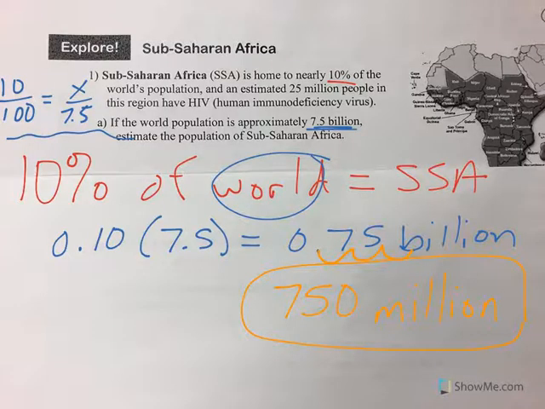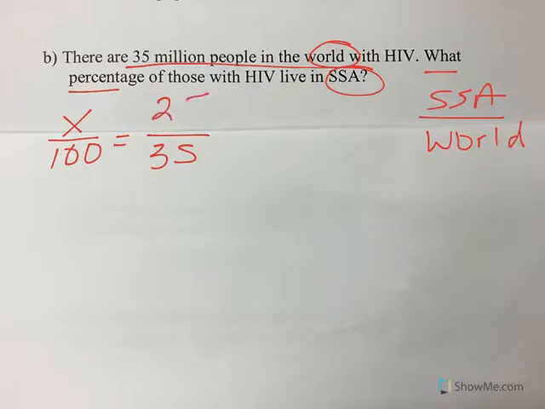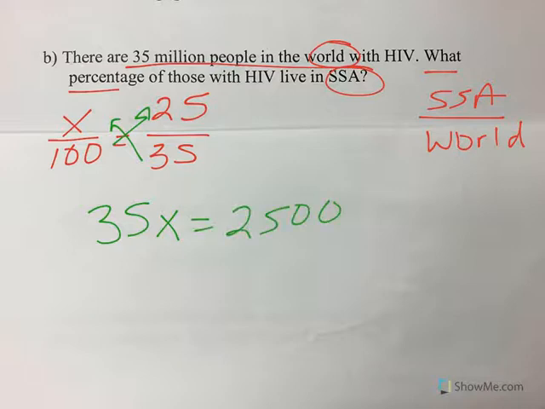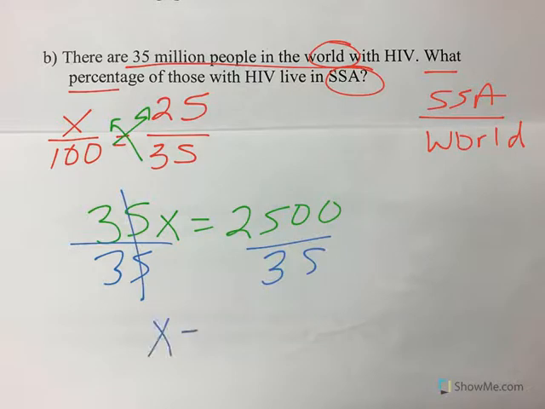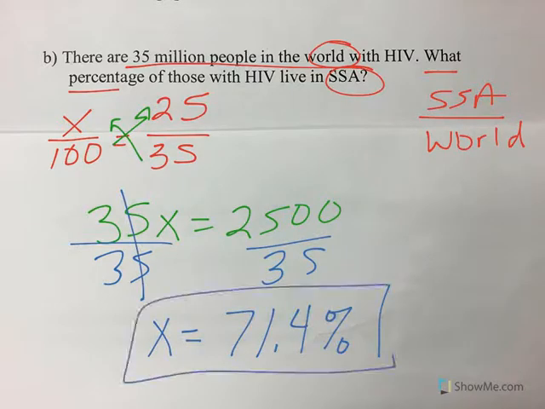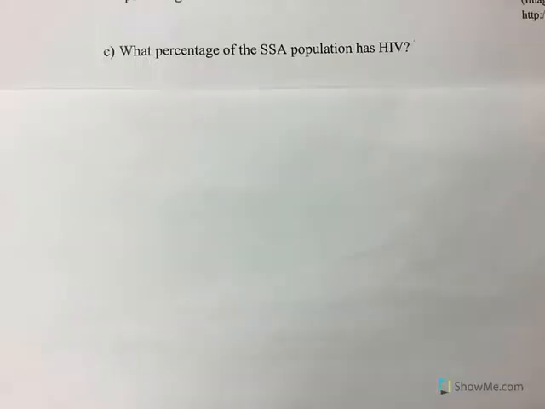Well, go back here. Remember, 25 million people there have HIV. So 25 million out of 35 million, what percent is that? So we cross multiply, we get 35x equals 2500. Just to reiterate how we solve a proportion, we divide by that number in front of x, and we have roughly 71.4%. So just over 71% of the people with HIV in the world live in Sub-Saharan Africa. Isn't that crazy? That's just crazy.